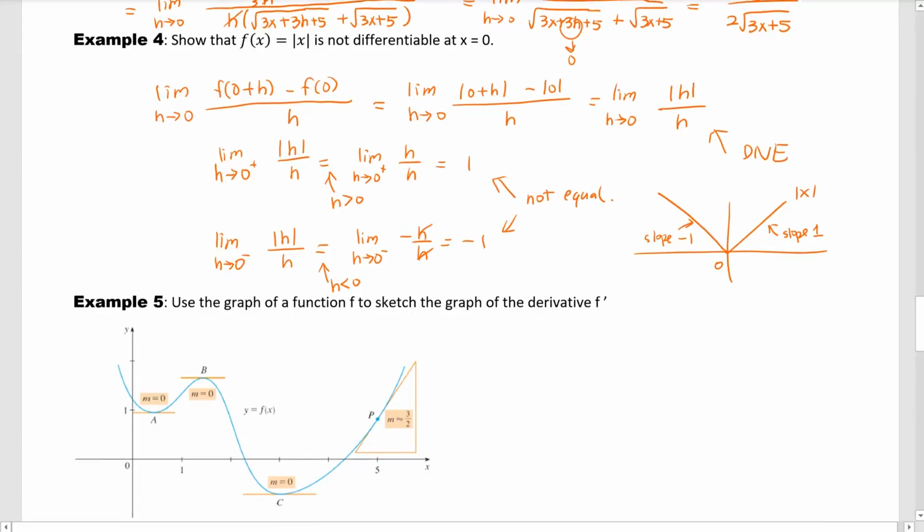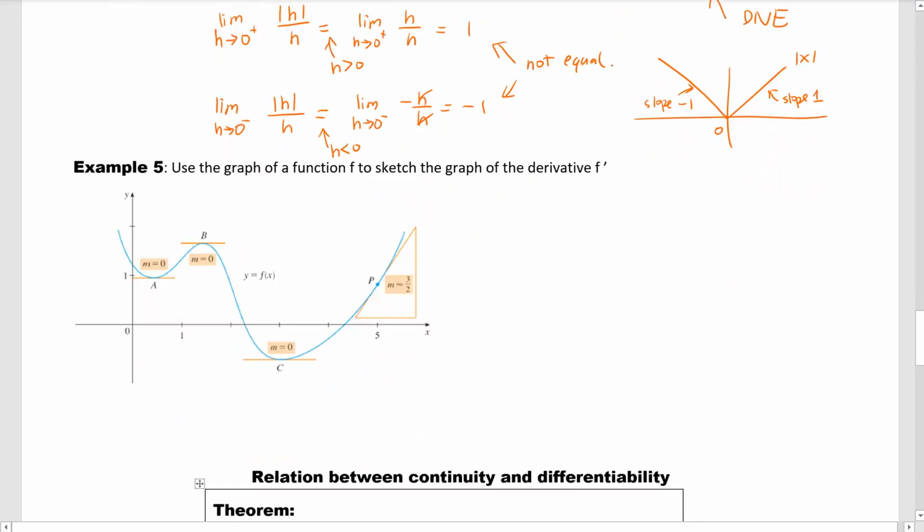Alright, let's continue. What does slope mean? The slope of the tangent line gives us the derivative of the function. So in example 5, we want to use the graph of a function to sketch the graph of the derivative f prime. We know the blue line is our function f, and we want to find the derivative f prime. First, look at point A. You see the slope of the tangent line is 0. So if we want to draw the derivative, we have the same x value, but the y value is 0.